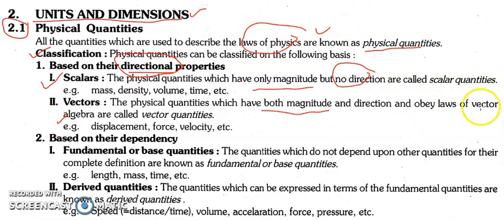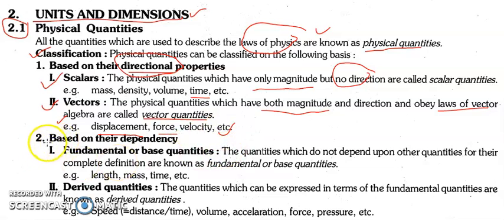algebra. Now what are these laws of vector algebra that we come to know later on when we start with the vectors. For now you can just learn the definition part of this, that is scalars are those which have only magnitude, for example mass, density, volume, time. And vectors are those which have magnitude as well as direction, for example displacement, force and velocity. Acceleration is also there. Okay.